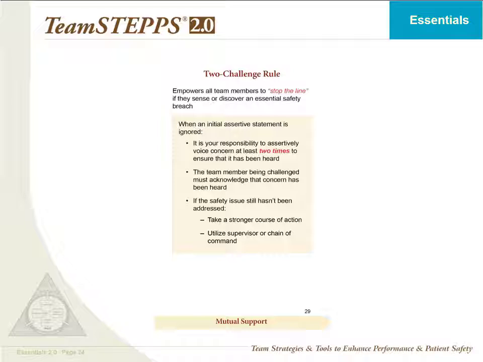When invoking this rule and moving up the chain, it is essential to communicate to the entire medical team that additional input has been solicited. If you personally are challenged by a team member, it is your responsibility to acknowledge the concerns instead of ignoring the person. Any team member should be empowered to, quote, stop the line, unquote, if he or she senses or discovers an essential safety breach. This is an action that should never be taken lightly, but requires immediate cessation of the process to resolve the safety issue.